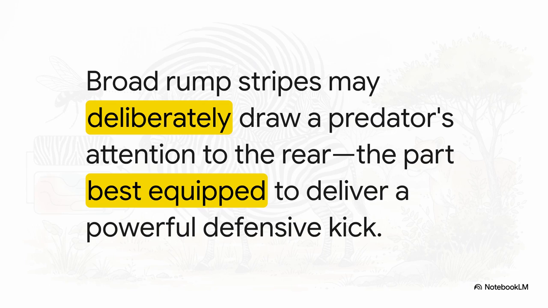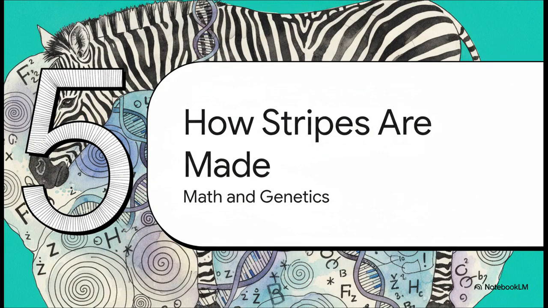They draw the lion's attention to the rear end of the zebra, which, conveniently, is the furthest point from the vital organs, and it's the part that can deliver a kick powerful enough to shatter a jaw. It's literally a tactical defense system painted right on. So, we've pretty much nailed down the why, but that leaves another huge question: how? How in the world does a developing zebra embryo actually create a pattern this perfect?